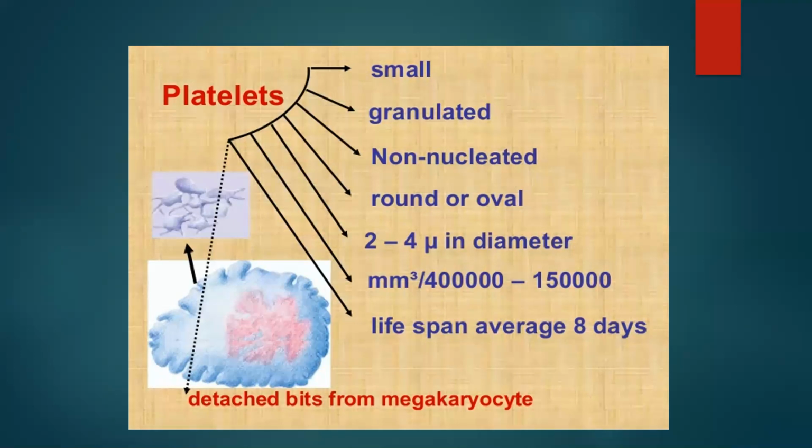Then we have a round or oval structure, but it's not exactly round or oval, because the shape is irregular, so it's better to write irregular shape. Size is around 2 to 4 micrometer, and the number is around 200,000 to 400,000. I think it's better to write the number from the previous slide, 200,000 to 400,000 per cubic millimeter of blood.